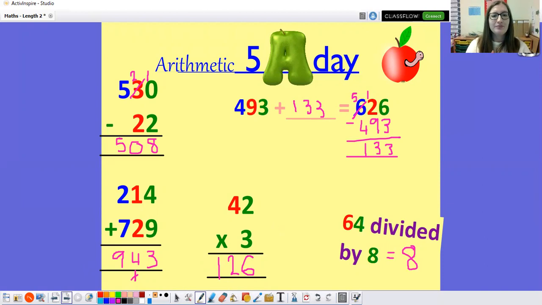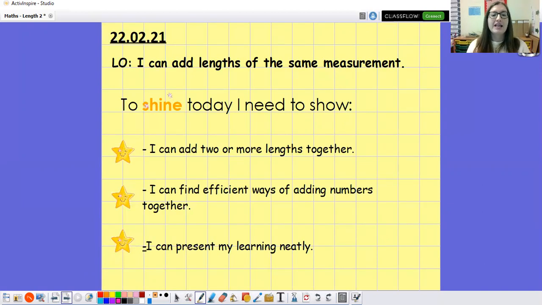Super duper. So our learning objective for today then is I can add lengths of the same measurements. We're going to be adding different lengths, but they're going to have the same measurements. So centimetres, we're going to add to centimetres, millimetres to millimetres, and metres to metres as well. So we've got 3 shiny things we need to do today to be super shiny mathematicians. One of them is I can add 2 or more lengths together. The second one is I can find efficient ways of adding numbers together. So we're going to look at different ways to add numbers. And the third thing is we're going to make sure we're presenting our work neatly.